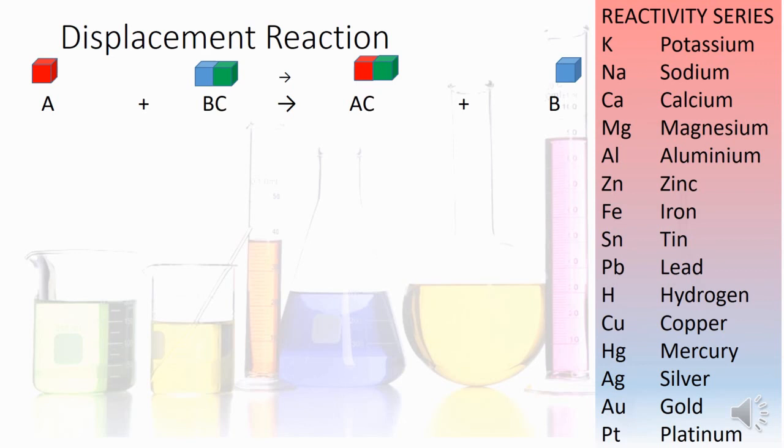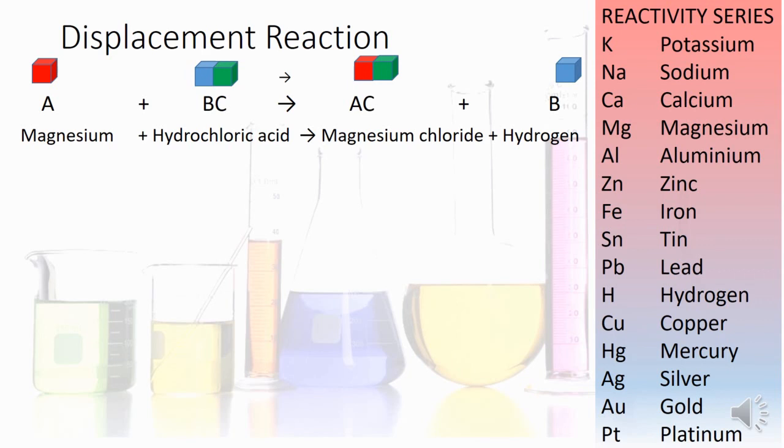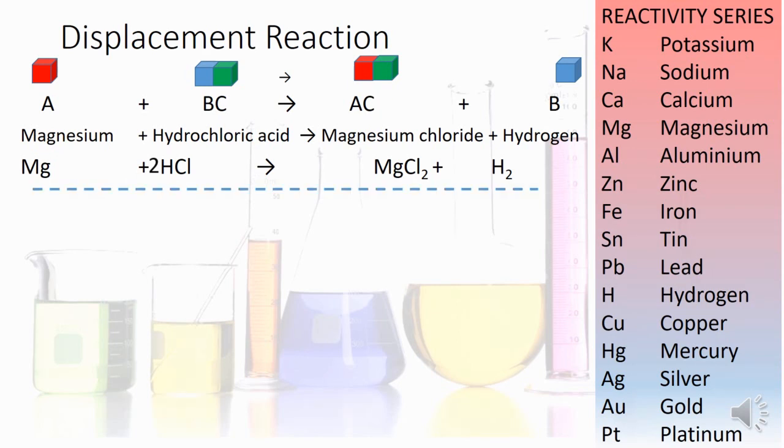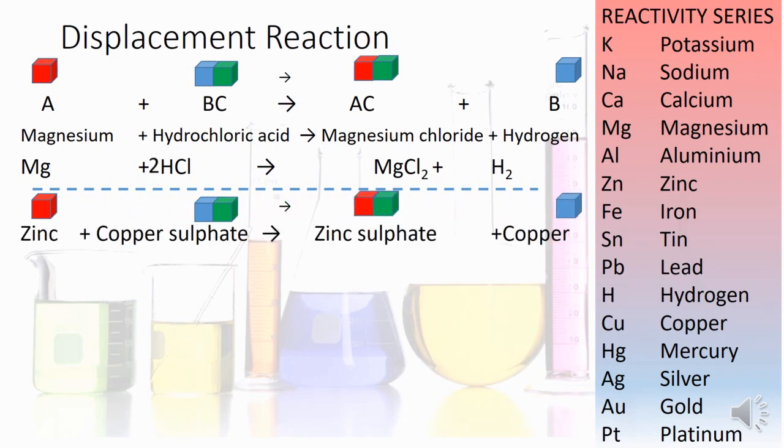Let's take an example of magnesium reacting with hydrochloric acid. We get magnesium chloride and hydrogen gas. We can balance the equation by putting 2 in front of hydrochloric acid. Another example where a more reactive metal displaces a less reactive metal: zinc reacting with copper sulfate to give you zinc sulfate and copper.